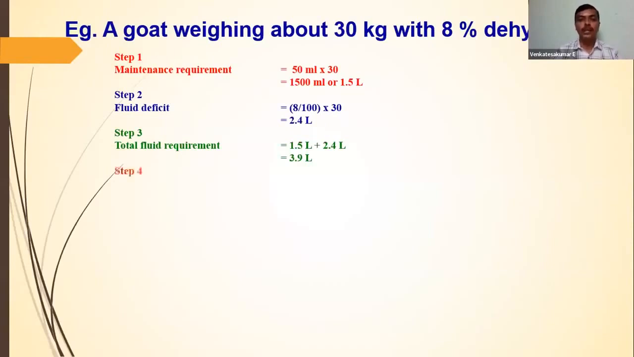This is clear. Next is step 4. We are going to calculate each and every fluid volume according to the 60%, 40%, 20%.